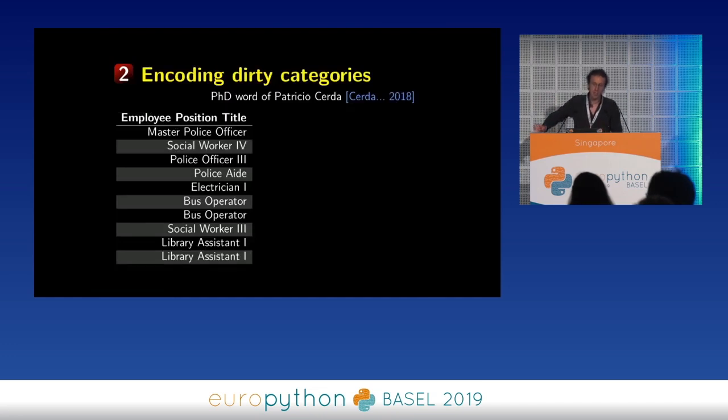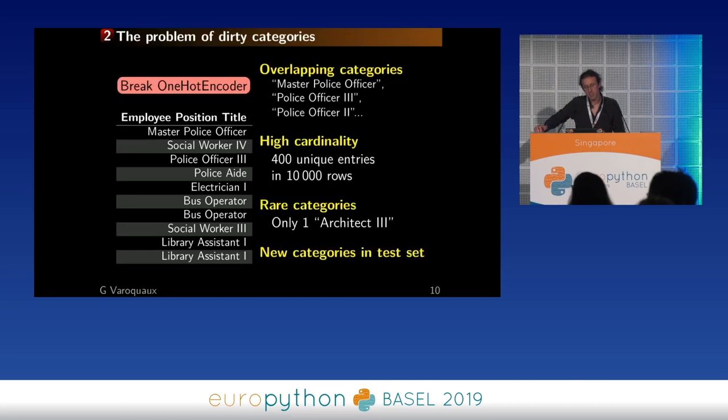Now, if we do this on the example that I'm using, we're going to hit a problem. And the problem is with the employee position title. Really, the reason is that there are many, many different entries in this title. For 10,000 rows, there are 400 unique entries. So that will lead to a bunch of different problems, and some of them are numerical.